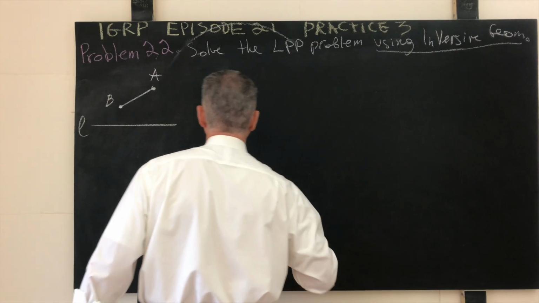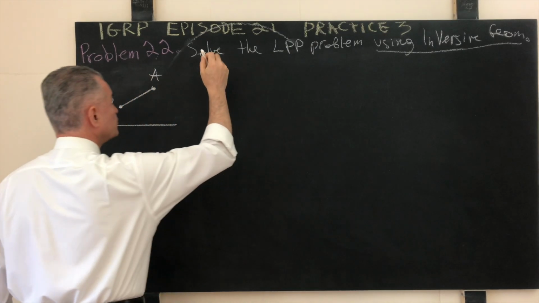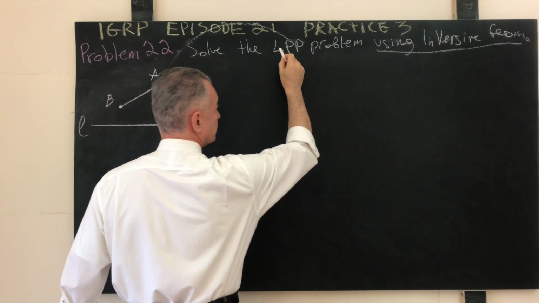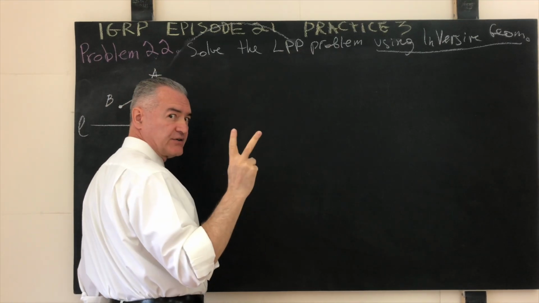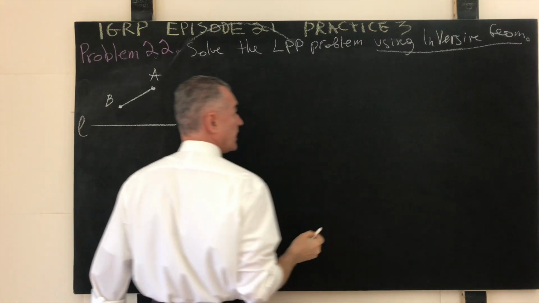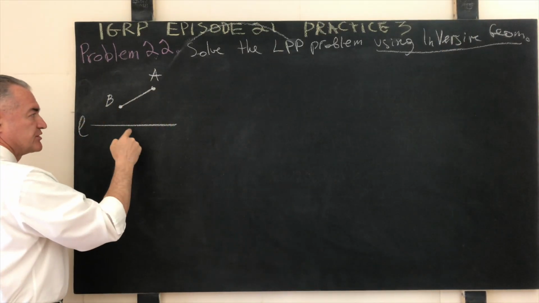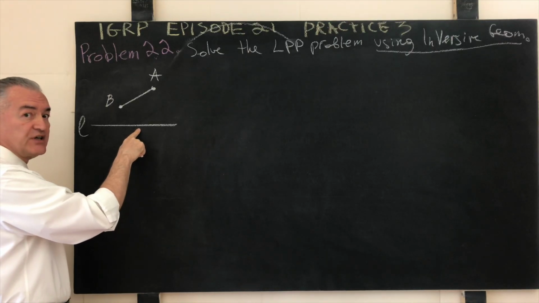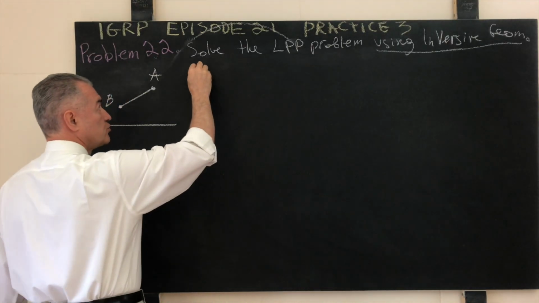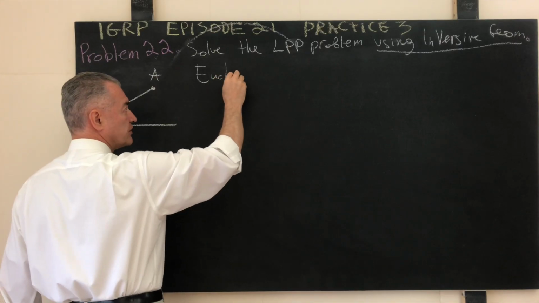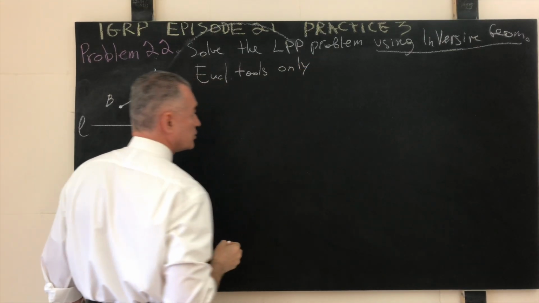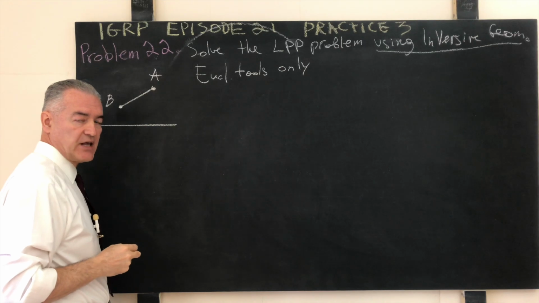Now that we have all the context that we need, we can put together the statement of problem number 22, which is solve the LPP, line point point problem, or the second problem of Apollonius using inversive geometry and assuming that the input objects are in their most general position shown over here. We discussed this general position in the previous segment. We understand what that means, and we are to use Euclidean tools only, and that means that we are to use only a compass and a straight edge.